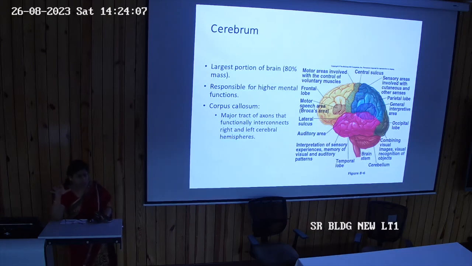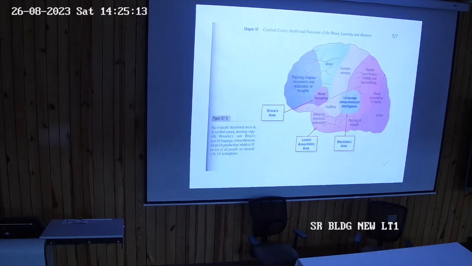So speech, written or verbal, two types. For that, the most important requirement is an intact auditory and visual pathway. That information is going to where? So these are the main areas. Language comprehension or intelligence. This is the Wernicke's area. From here the information will go.